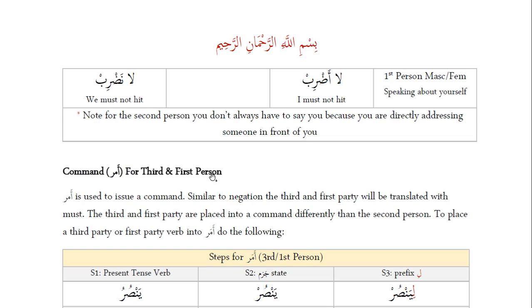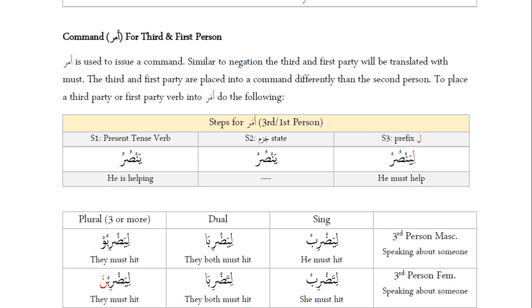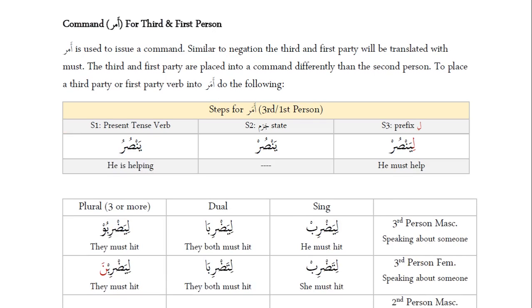So continuing on with the lesson, now we're going to look at amr, which is essentially to issue a command. So how would I say run, or both of you help, stuff like that, or he must help, right? So remember before we were doing that in a negation sense. So we were saying he must not help or don't help, but rather how do I now make a command to ask somebody to do something, right? Or command them to do something.